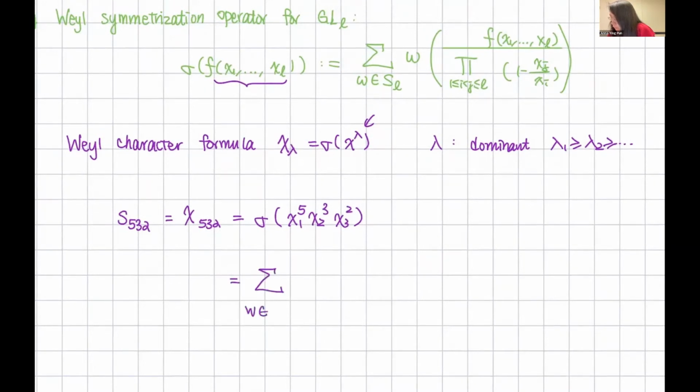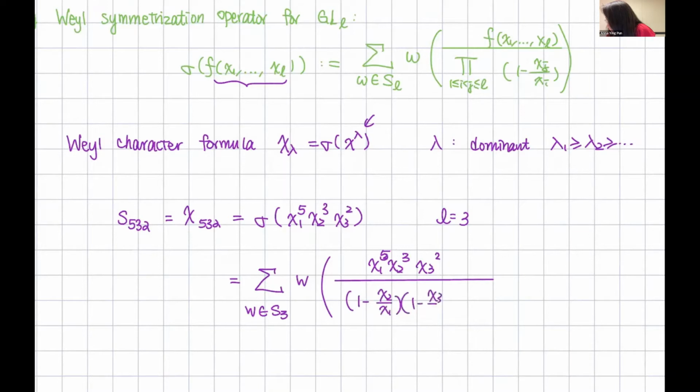So we have L is 3 here, okay? We use 3 variables, so S3, and then W on x1^5, x2^3, x3^2, divided by, actually I can just write out, 1 minus x2 over x1, 1 minus x3 over x1, 1 minus x3 over x2. Okay, because j is bigger than i.